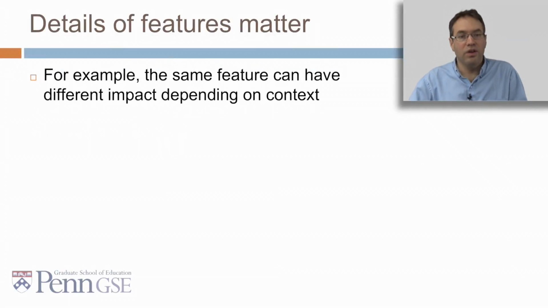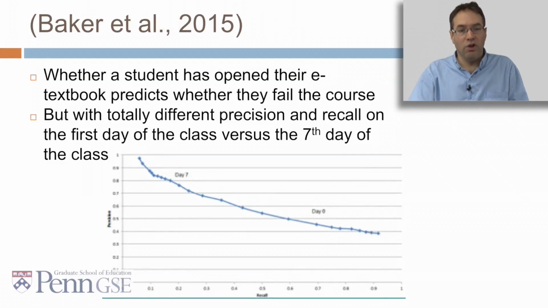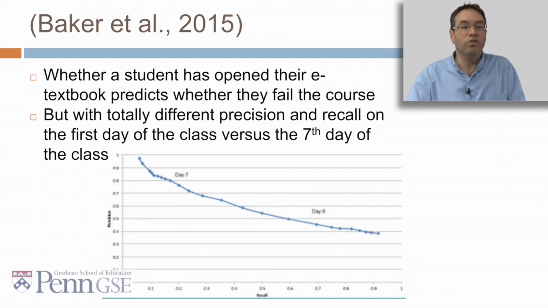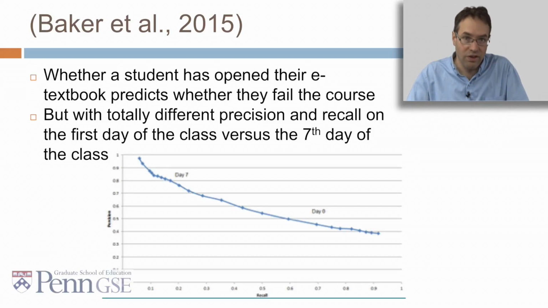Now another key aspect is that the details of features matter. For example, the same feature can have a different impact depending on its context. Take this example from Baker et al. 2015. We can take the simple feature of, has the student opened their online textbook? Seems very straightforward. But in fact, whether a student has opened their e-textbook predicts whether they fail their course, but with totally different precision and recall on the first day of class versus the 7th day of class.